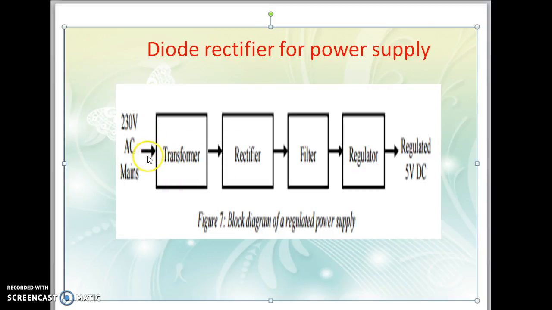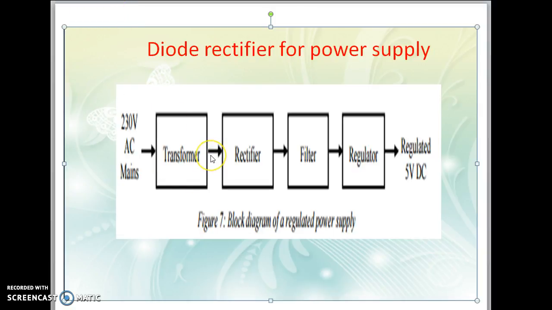Here we can see the input 230 volt AC mains, which we want to convert into DC, is applied to the transformer. The function of the transformer is to convert higher AC into lower AC. So the transformer used is a step down transformer. Its function is to lower the 230 volt AC 50 Hz single phase into somewhat 12 volt or 18 volt or 24 volt AC.